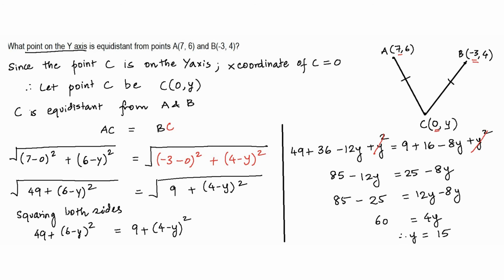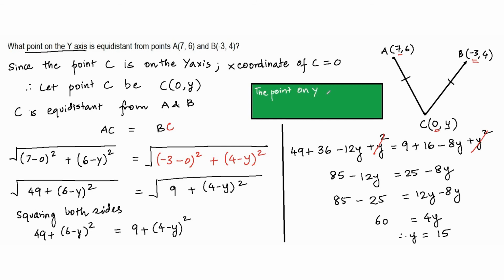Therefore the value of y is 15, right? And they were asking us which point on the y-axis. So we have found the y coordinate of the point. So now I can say that the point on the y-axis equidistant from A and B is given by the point C of 0 comma y. So 0 comma y is 15. So the point is C of 0 comma 15. So this is how I can solve this particular question.